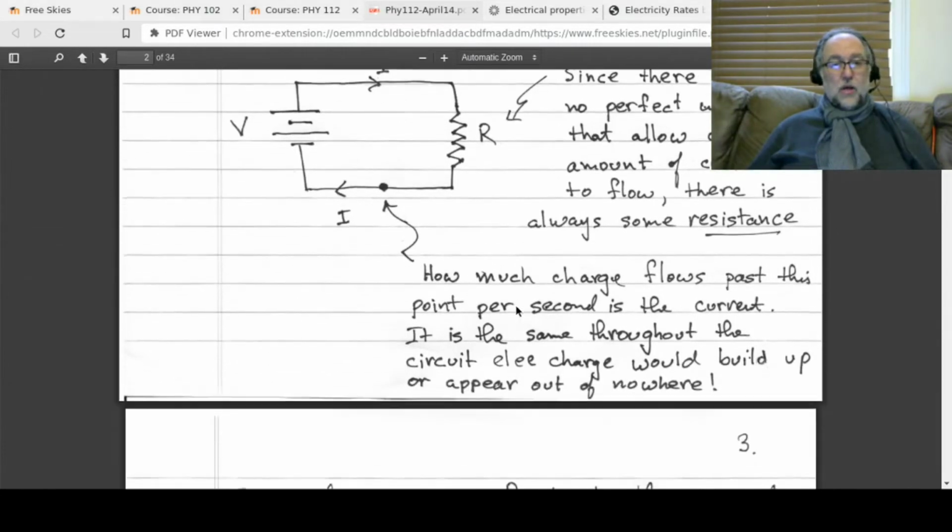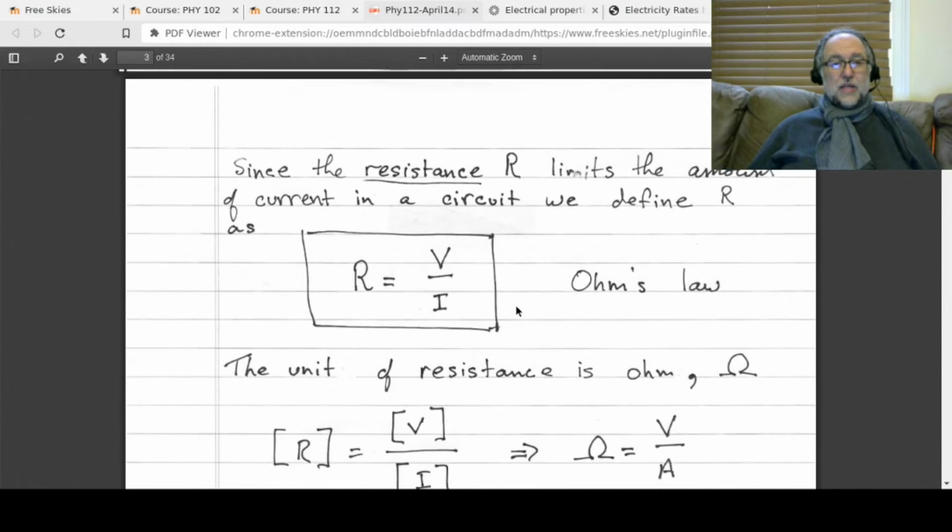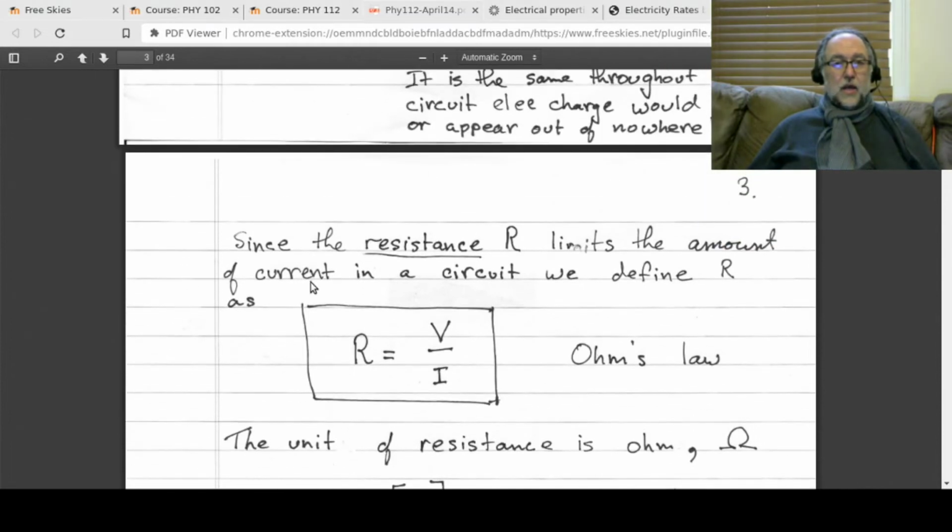Okay, and so resistance is actually defined like this. The resistance R is equal to volts divided by I. This is actually called Ohm's law. Okay, and let's see if we can understand it before I give you the units and we do some problems with this.